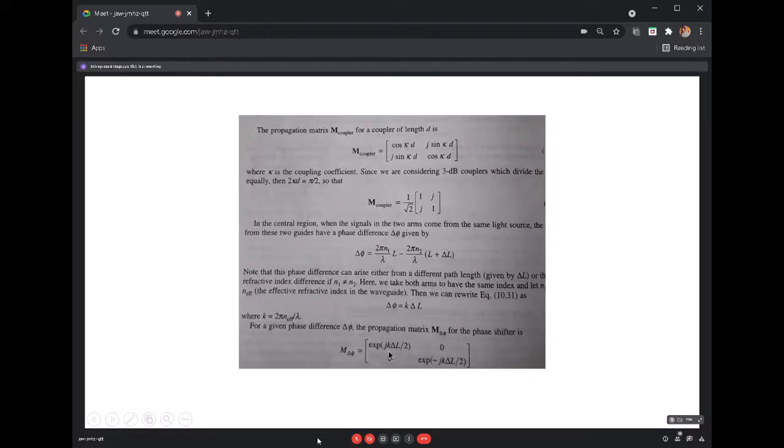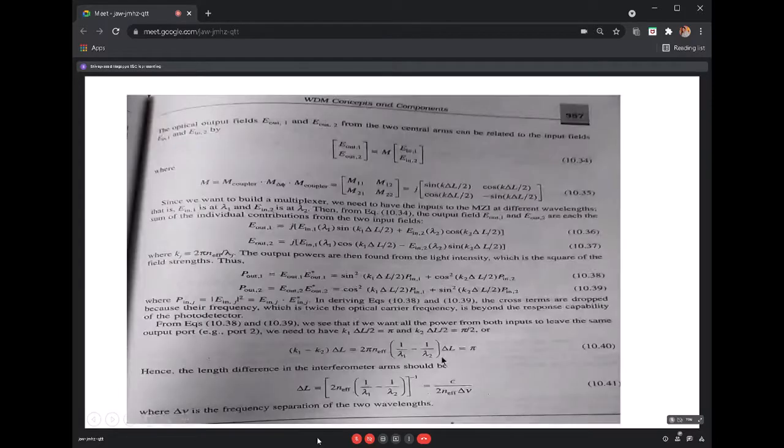So finally, for a given phase difference, the propagation matrix, this M matrix, will be given by exponential of jK delta L by 2, 0, 0, exponential of minus jK delta L by 2. So this is the coupler matrix and this is the propagation matrix.